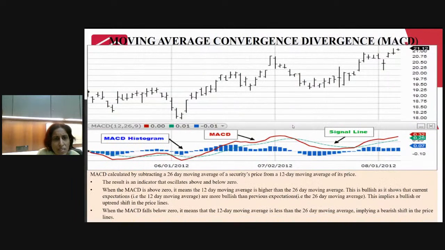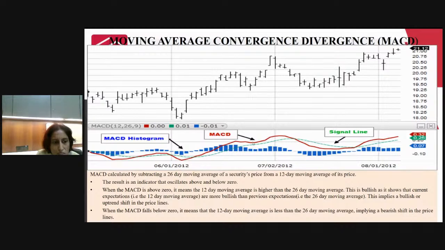So the next indicator which we are going to take is the MACD, which is moving average convergence divergence. As you can see over here, we are seeing an MACD line in this particular case.